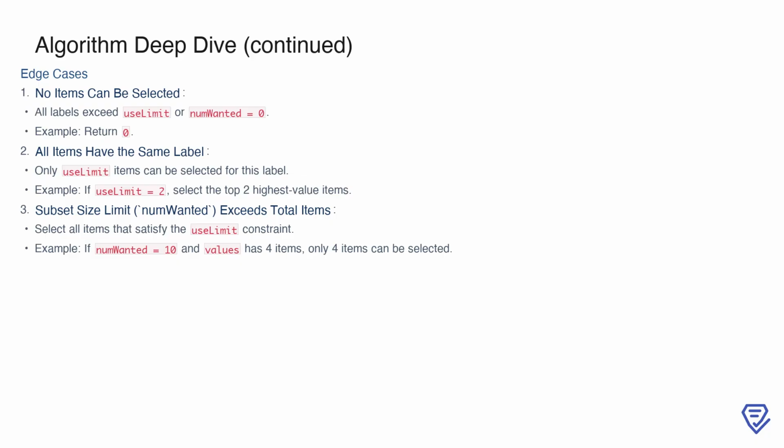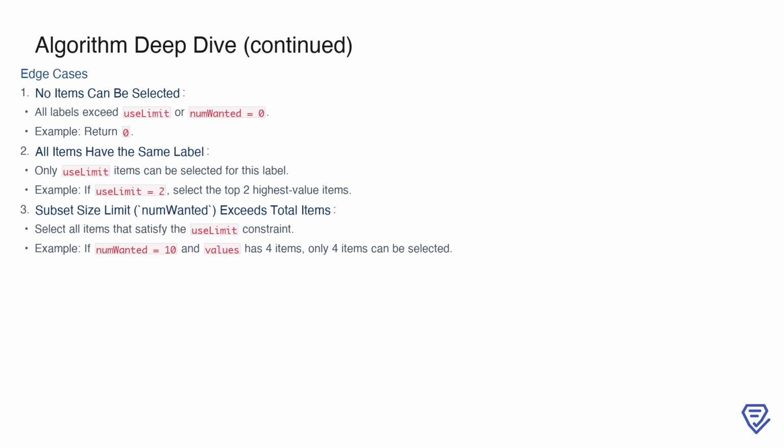Another edge case occurs when all items have the same label. Here, we can only select up to use limit items with that label, even if the total number of items is less than number wanted. For instance, if use limit equals 2 and all items share the same label, only the two highest value items can be chosen.